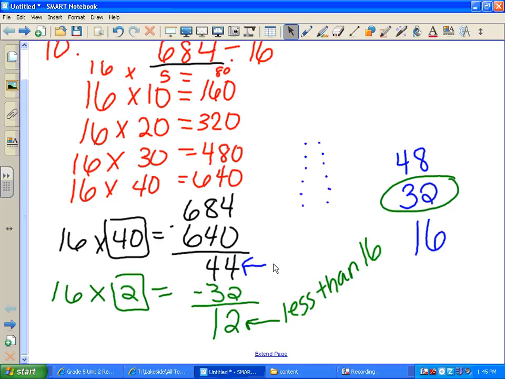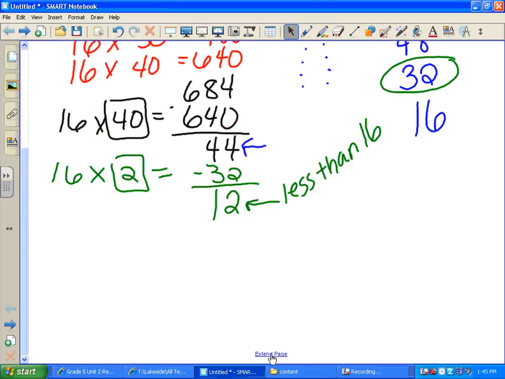But once I make my groups and I have a number less than 16, I know I can make no more groups. So now I need to find my final answer. And that's the reason why we box in the numbers we used. Because we go back to them and say, I used 40, I used 2. So what does that equal? 42. And I can't forget about my remainder.